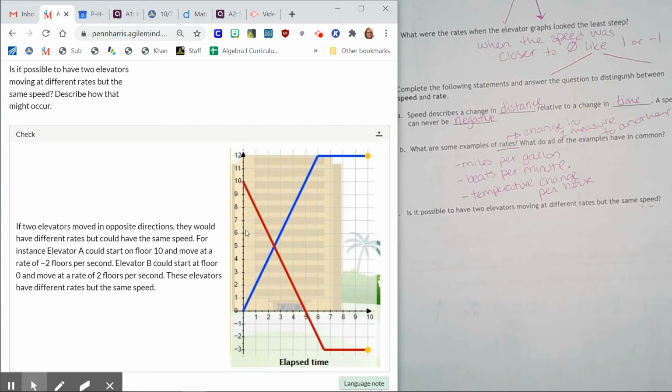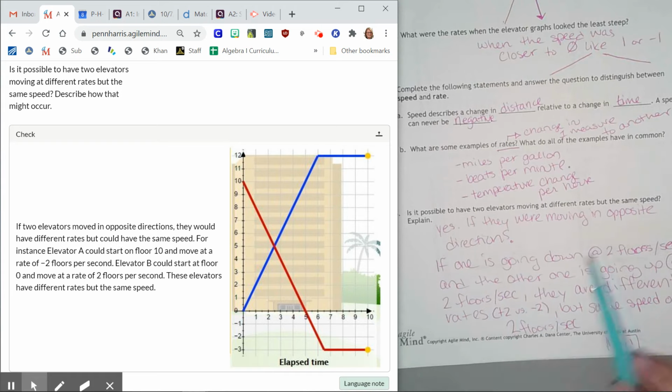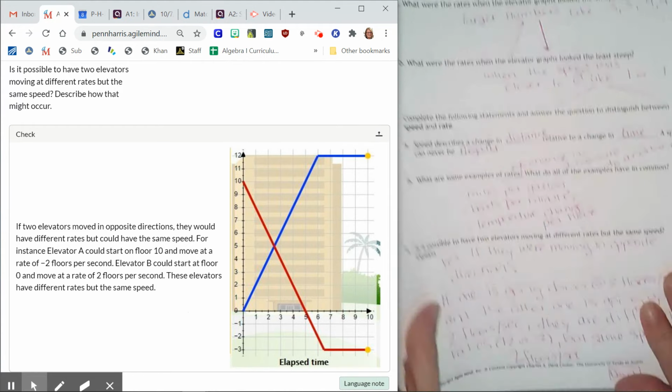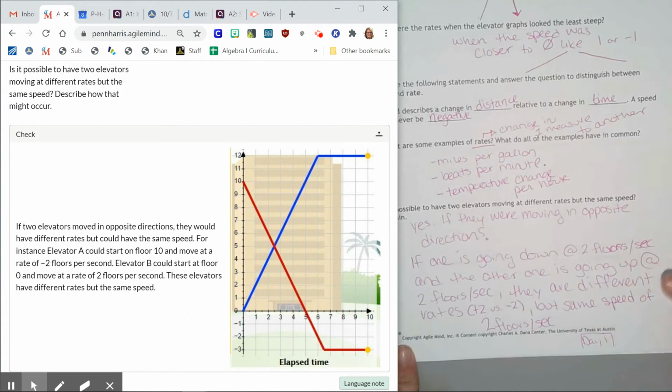Look at this graph here. They're going down 2 floors per second. This one's going up 2 floors per second. Their speed is still 2 floors in a second. So yes, if they were moving in opposite directions, if one is going down and one is going up at the same speed, they have different rates. So that would be our +2 versus our -2.